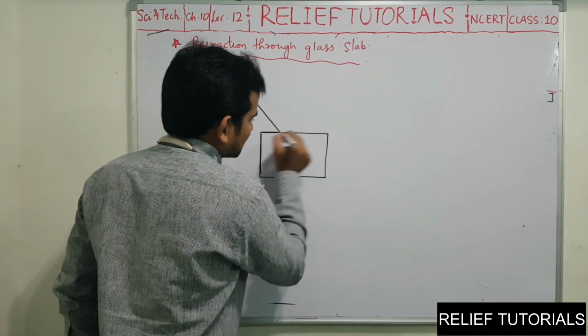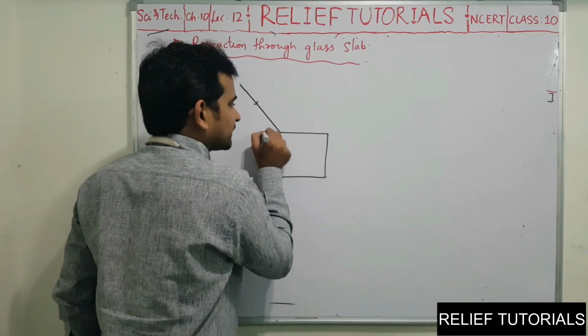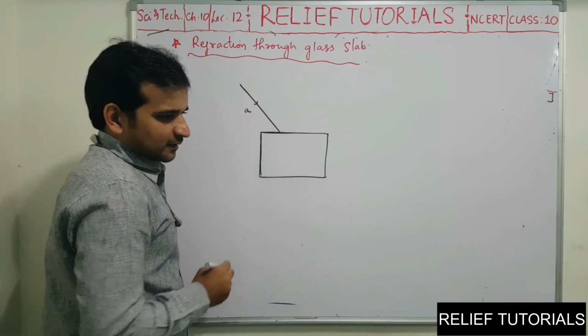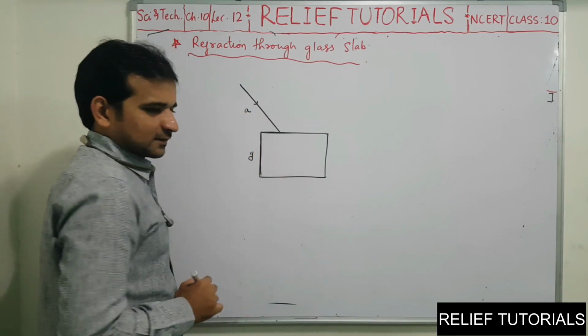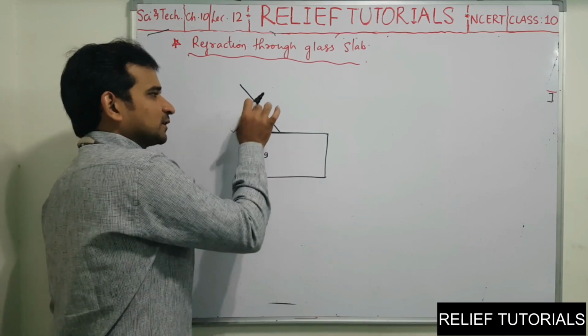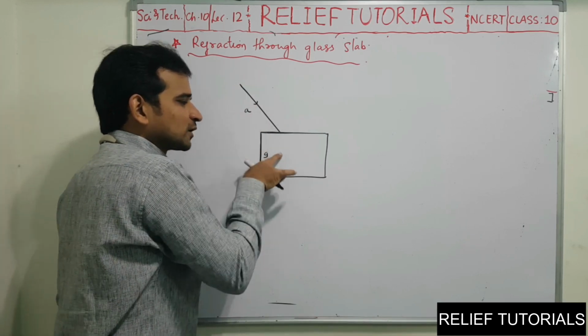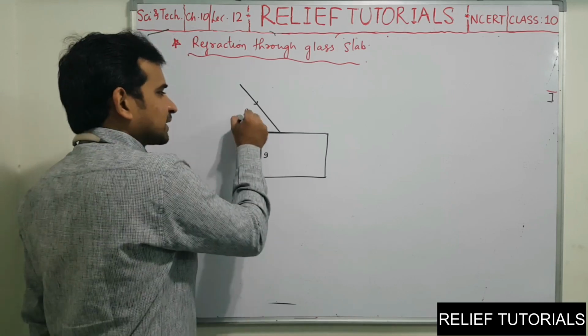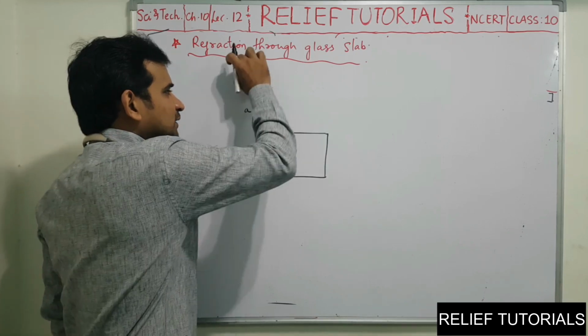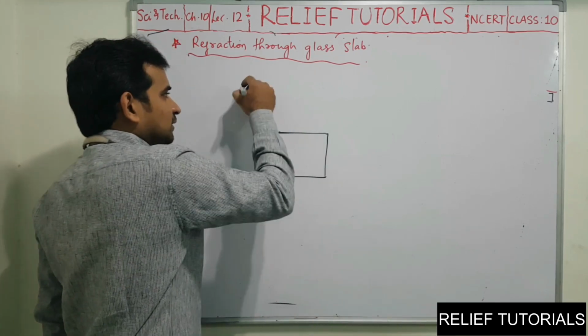This is the first refracting interface, because here the medium is air and here it is glass. This is the glass medium. So this ray going from air to glass means rare medium to dense medium. So obviously it will move towards the normal.